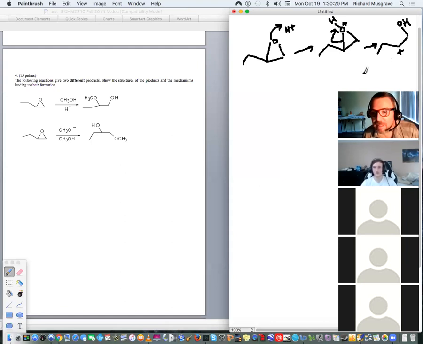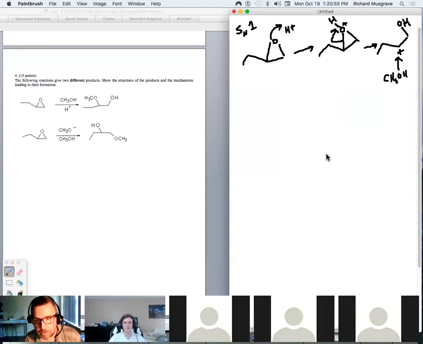Yeah. And I'll explain in a second why it breaks to the left, not to the right. We'll see. But the CH3OH then can attack the plus. So this is kind of like an Sn1 situation. Two-step process. Let me move this stuff down here.